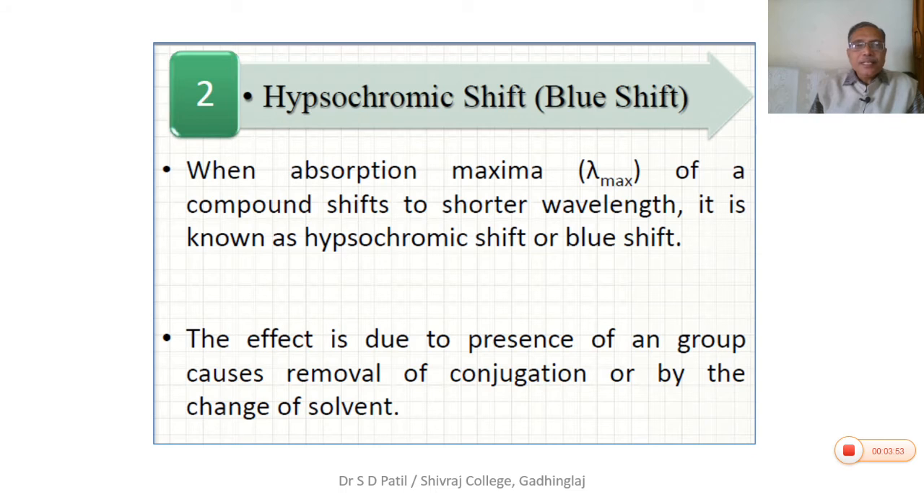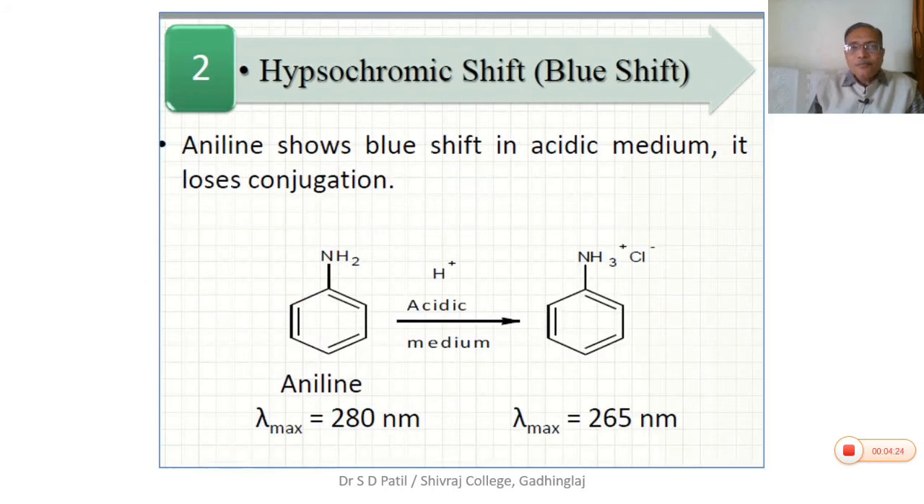Hypsochromic shift is the next term, which is also called blue shift. When the absorption maxima of a compound is shifted to shorter wavelength, it is known as hypsochromic shift or blue shift. So bathochromic shift is shifting to longer wavelength, red shift. Hypsochromic shift is shifting to shorter wavelength, blue shift. The effect is due to the presence of a group that causes removal of conjugation or by change of solvent.